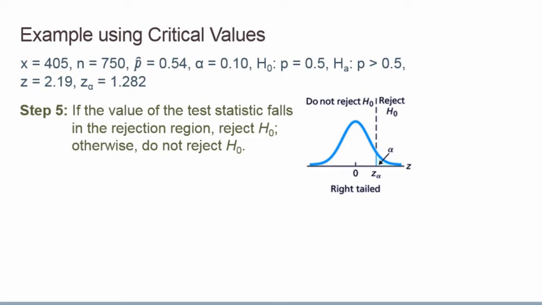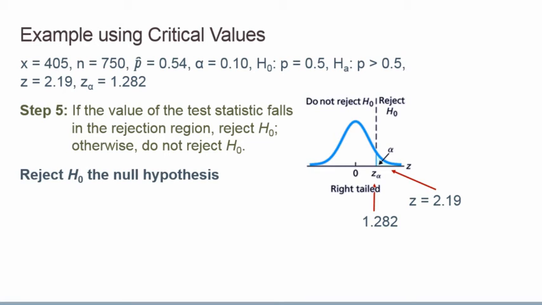Step 5, if the value of the test statistic falls in the rejection region, reject H sub 0. Otherwise, do not reject H sub 0. So plotting the test statistic and the critical value on our graph, I can see that z equals 2.19 is to the right of my critical value of 1.282. That means it is in the rejection region.